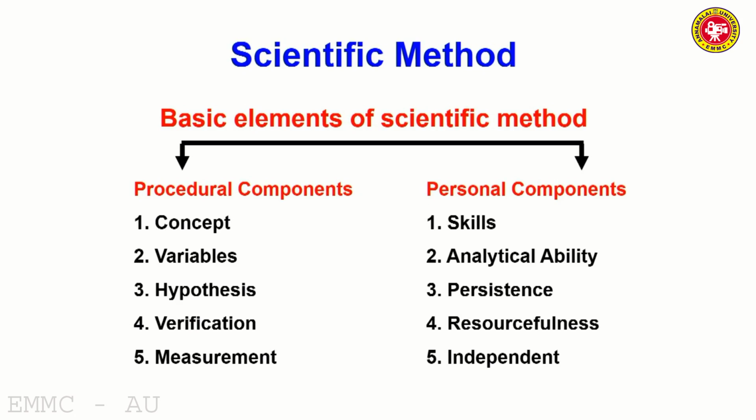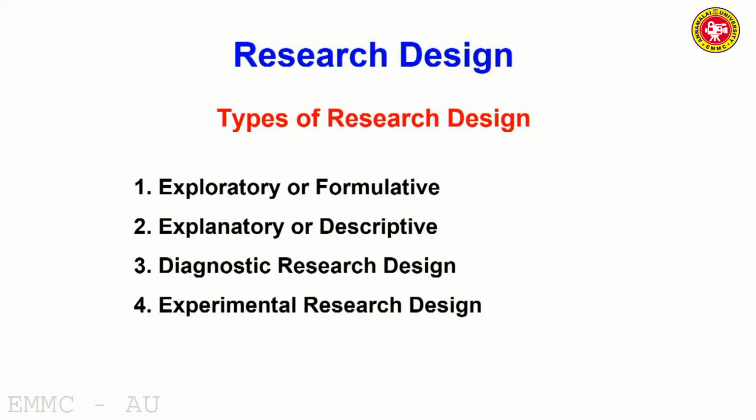That is why, as a researcher, you must have these qualities: skills, analytical ability, persistence, resourcefulness and independence. These are very, very important, the basic elements of scientific method. So these are the procedural components and personal components. Then next, we can discuss what research design is.